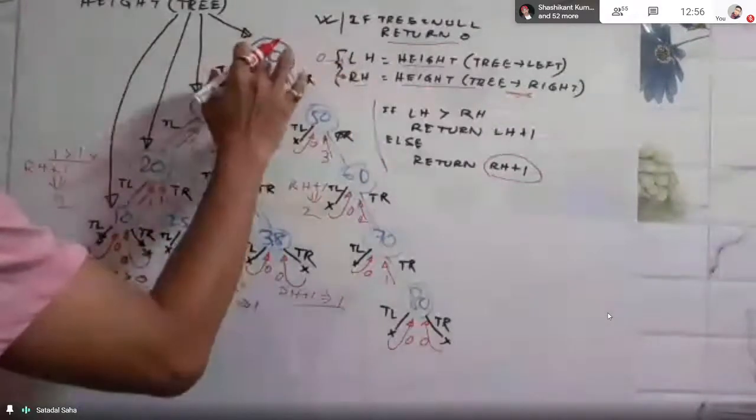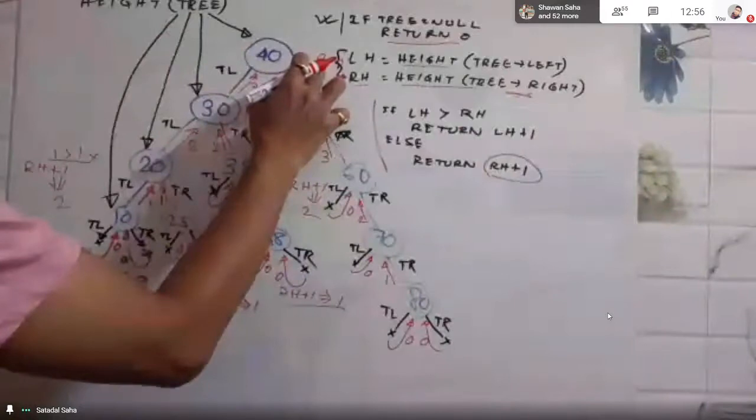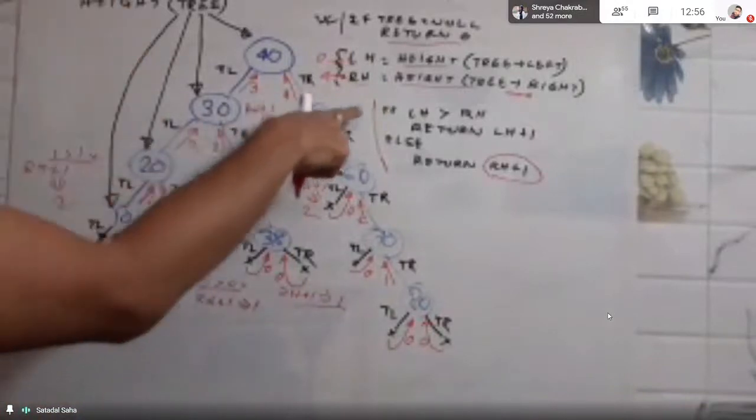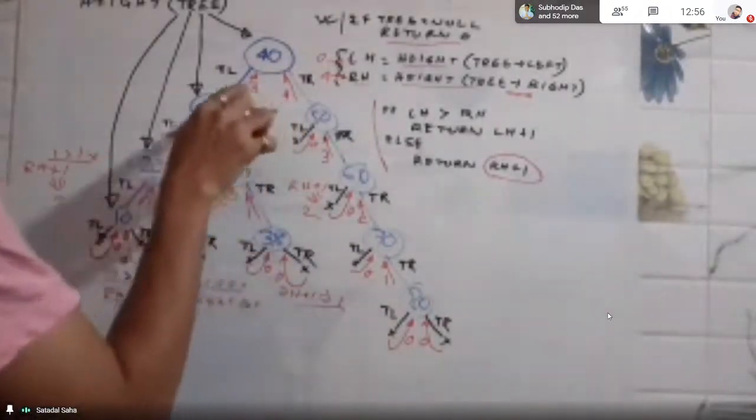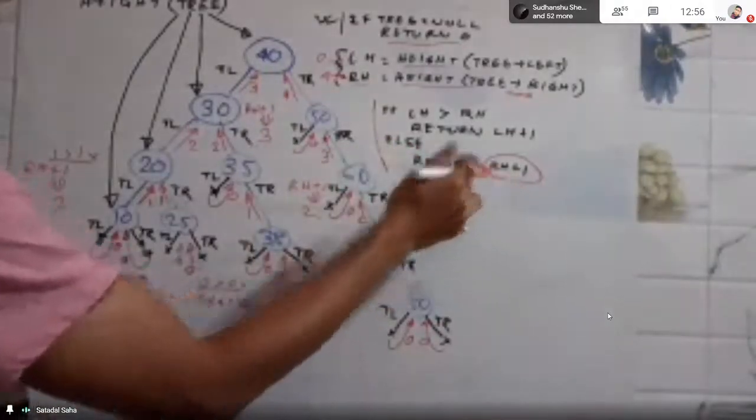That means sitting at the root node, the left side tree is already giving a left height LH of 3, and the right side tree is now giving the height RH as 4. Now sitting at 40, it will go to the if block. It will check whether LH is greater than RH or not. Obviously 3 is not greater than 4, so it will go to the else block. It will return RH plus 1.